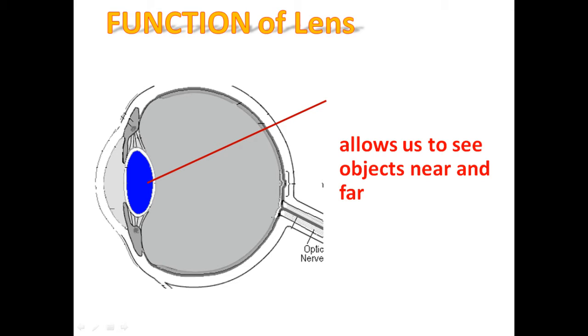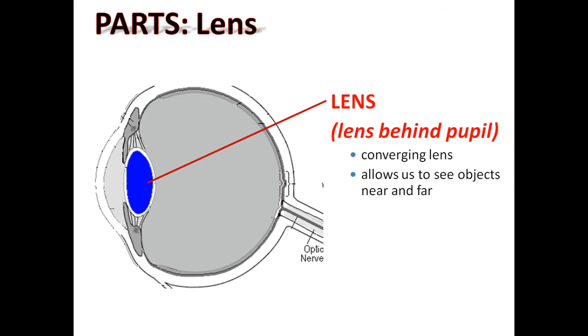We are going to discuss the eye lens. It allows us to see objects near or far. It adjusts the focal length with the help of the ciliary muscles. What are the things the lens does? It converges light, as it is a converging lens because its structure is biconvex. It allows us to see objects near or far.